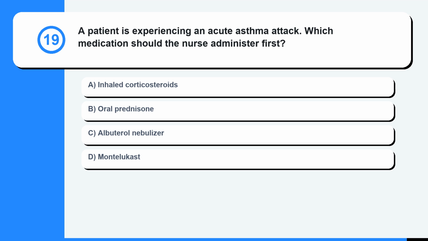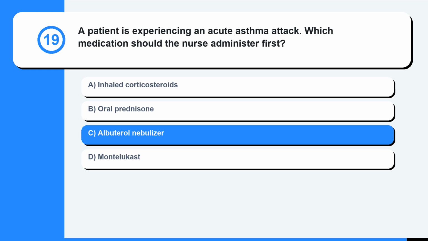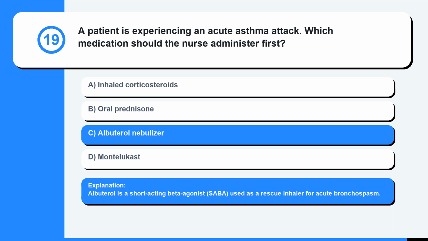Question 19. A patient is experiencing an acute asthma attack. Which medication should the nurse administer first? A. Inhaled corticosteroids. B. Oral prednisone. C. Albuterol nebulizer. Or D. Montelukast. The correct answer is C. Albuterol nebulizer. Albuterol is a short-acting beta agonist, SABA, used as a rescue inhaler for acute bronchospasm.